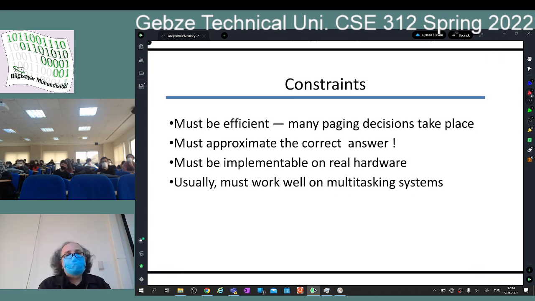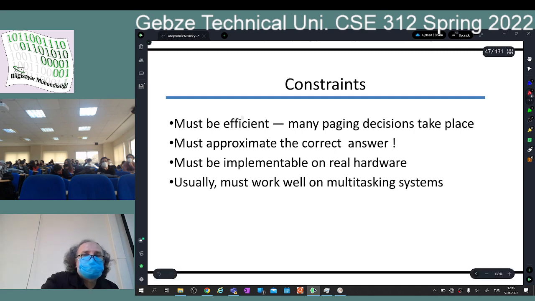Whatever algorithm you are running, these are the constraints. You need to obey these rules. You have to be efficient. This is a very critical part of the operating system, page replacement. If you are going to take a day to make a calculation, that's not going to be good. So you spend less time and produce a good decision. And it must approximate the correct answer.